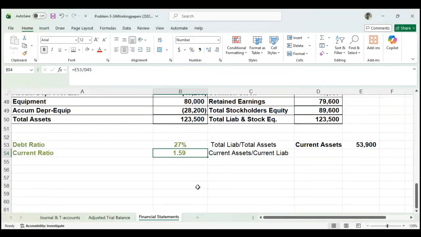Okay, so the current ratio would not be a percentage, because what this really means is 1.59 to 1. Okay, meaning that I have $1.59 in current assets for every dollar in current liabilities. So I do not have to sell off my long-term assets to pay short-term debt. So that's kind of the purpose of the current ratio.